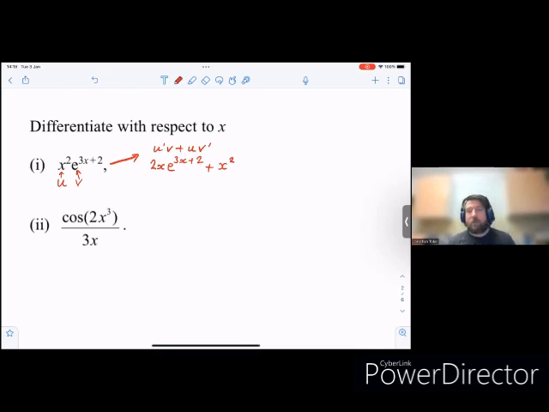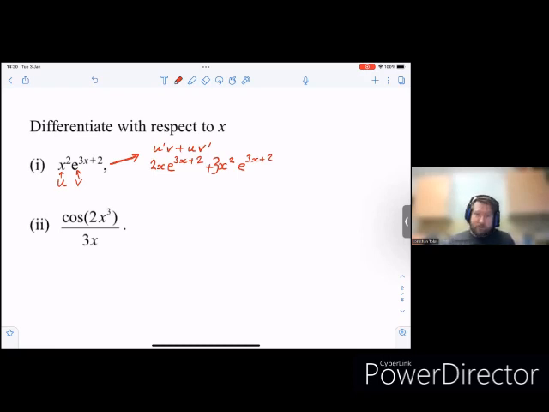For v dash, we need to do the chain rule. If you remember, we pretend that the power of e is just x, so it stays the same. And then we differentiate that power and multiply. So we have to multiply by 3. I'm going to put a 3 here in front of the whole thing. So that's what we get when we've differentiated: 2x e to the 3x plus 2 plus 3x squared e to the 3x plus 2.